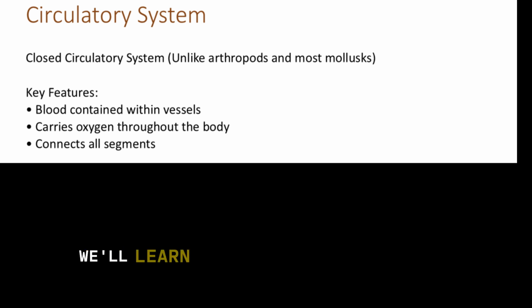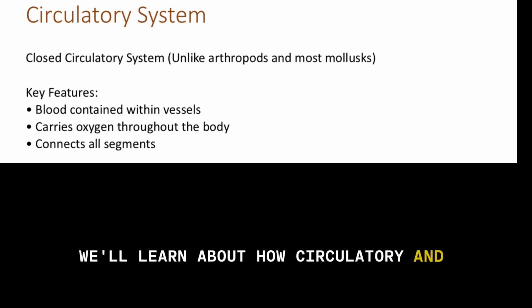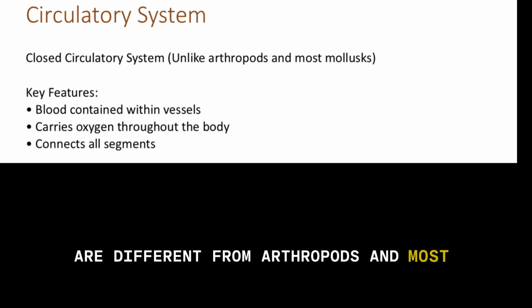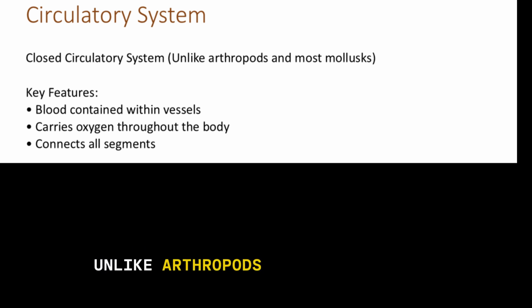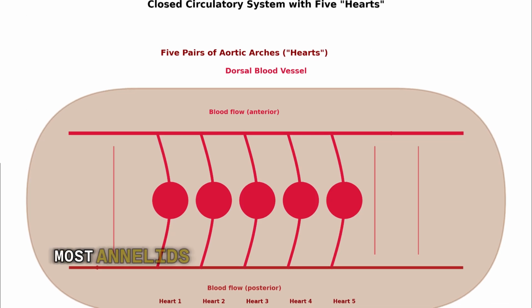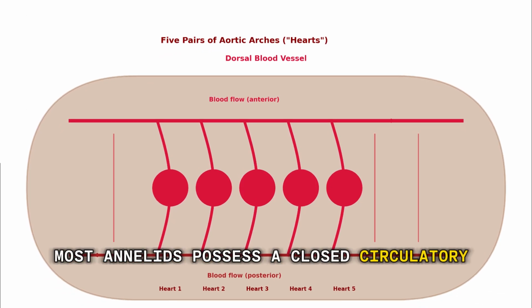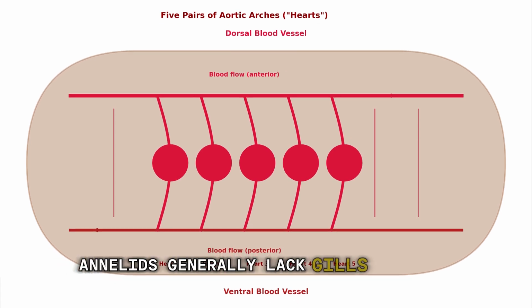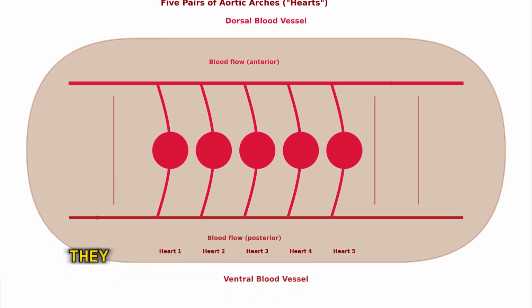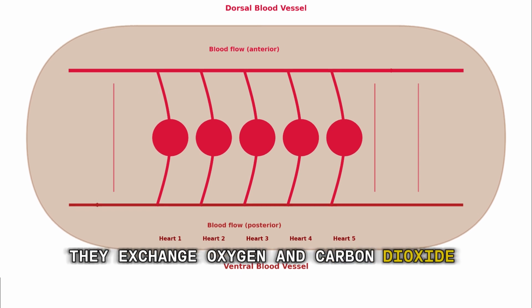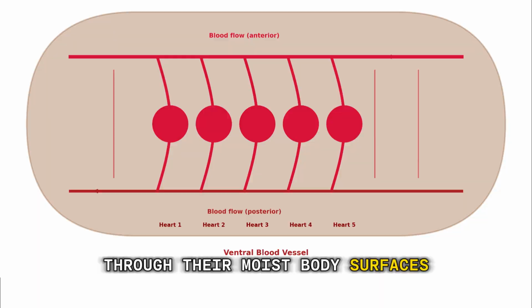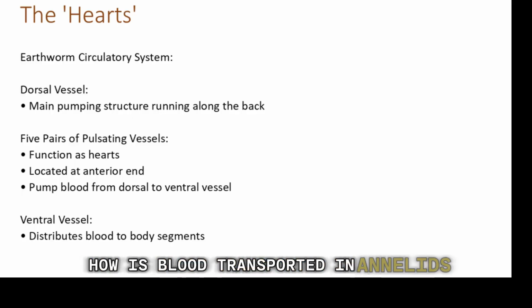In this section, we'll learn about how the circulatory and respiratory systems of annelids are different from arthropods and most mollusks. Unlike arthropods and most mollusks, most annelids possess a closed circulatory system. How do annelids respire? Annelids generally lack gills or lungs. Instead, they exchange oxygen and carbon dioxide directly with the environment through their moist body surfaces.